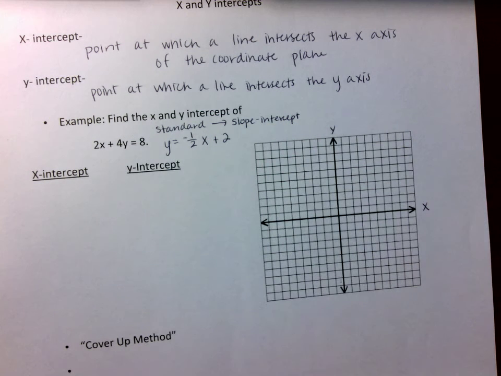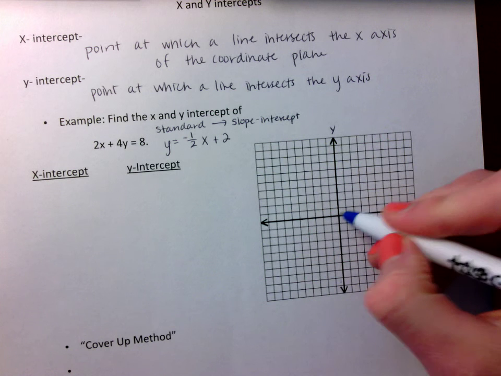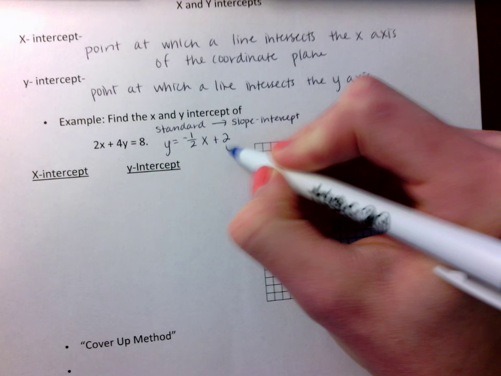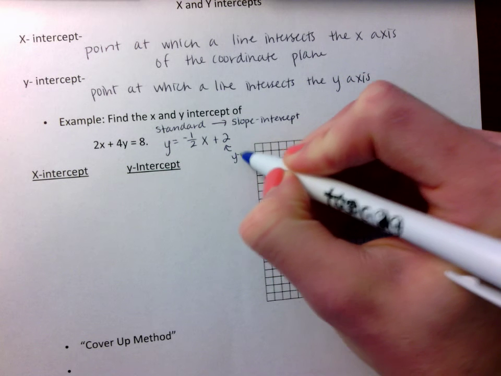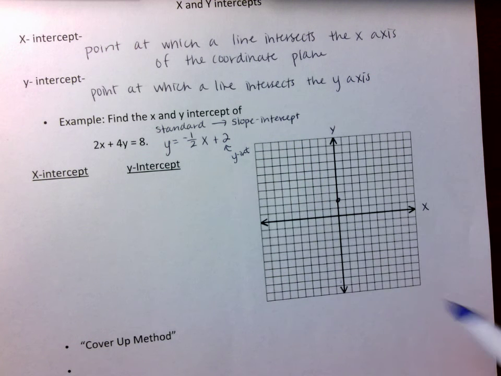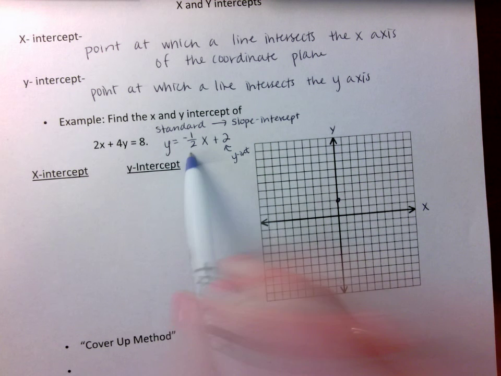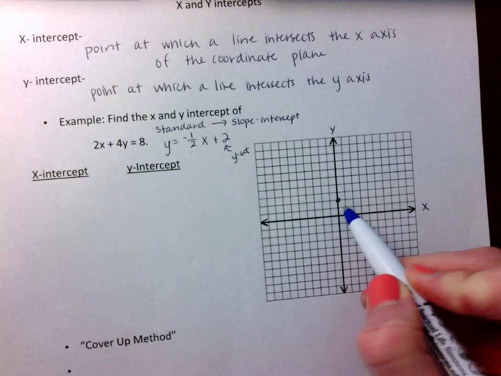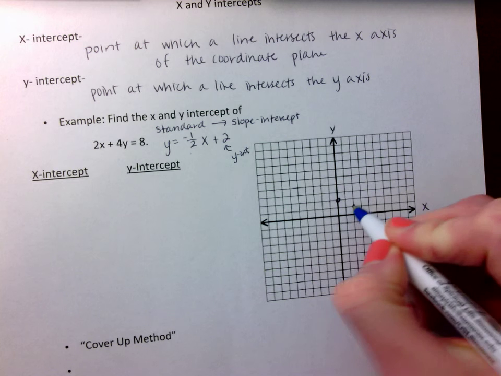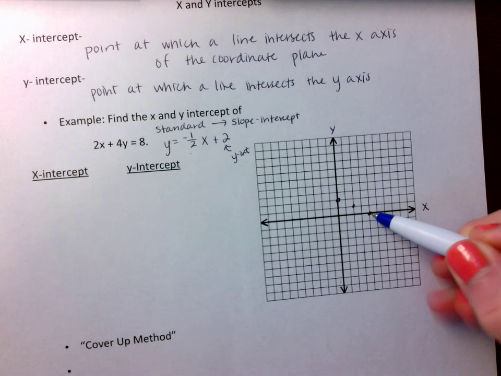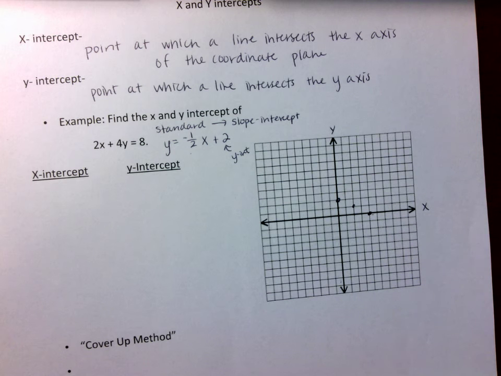So if we were to graph this line, I would start by going up 2 on my y-axis because this is my y-intercept, that tells me. And then I would go down 1 over 2 because of my slope. So down 1 over 2, and then I'll do that one more time, down 1 over 2, and I just have found my x-intercept. If I connect those two, I will get my line.